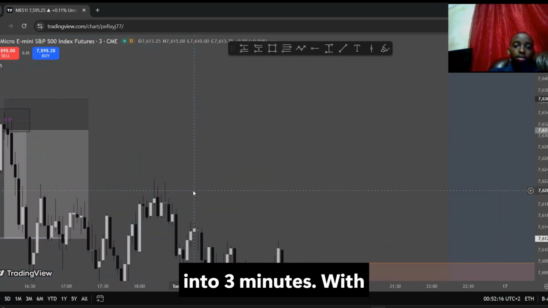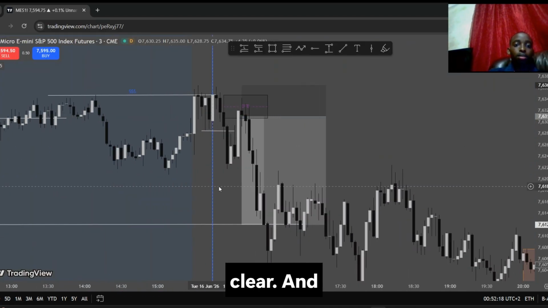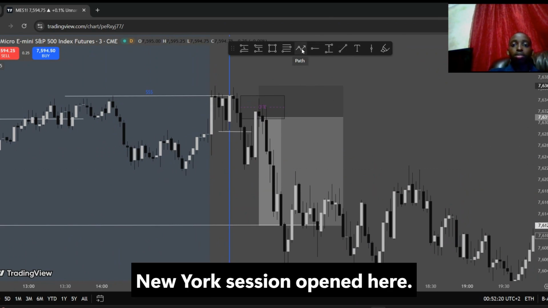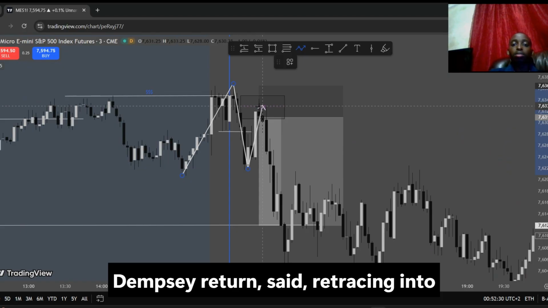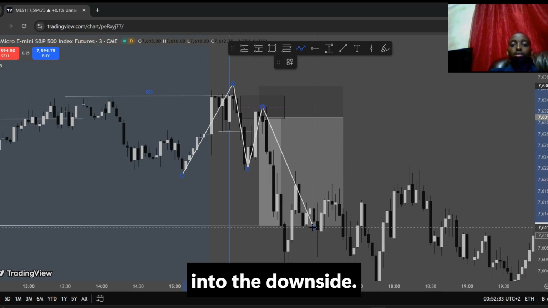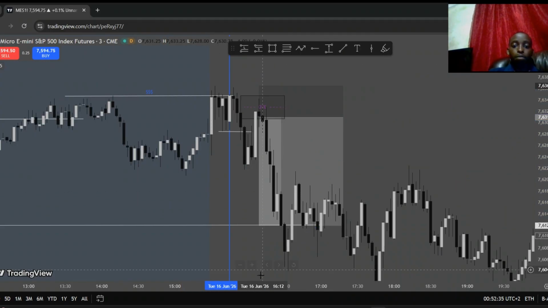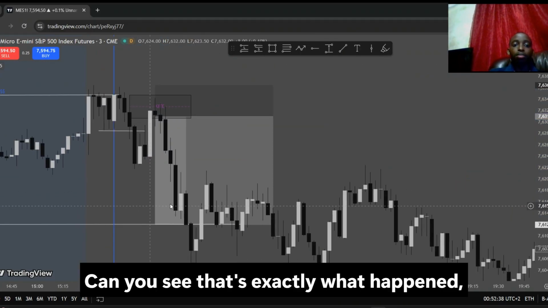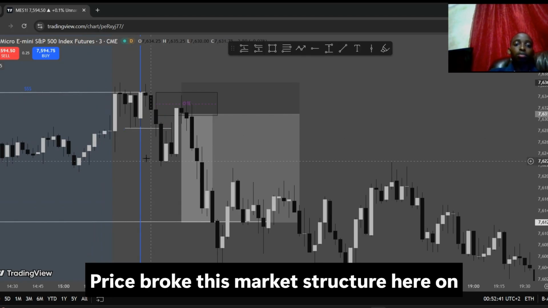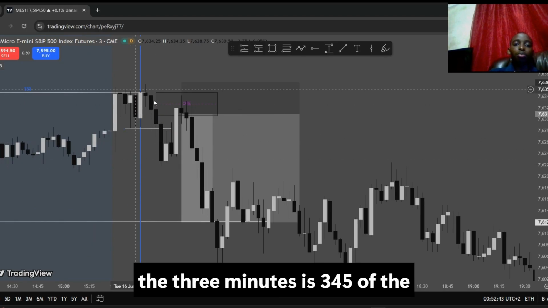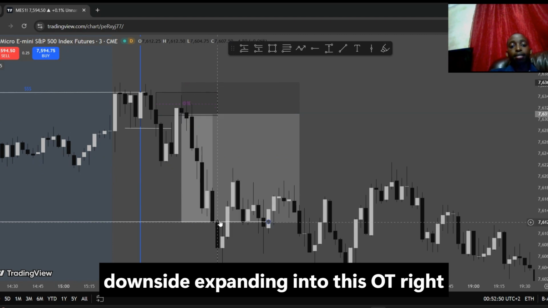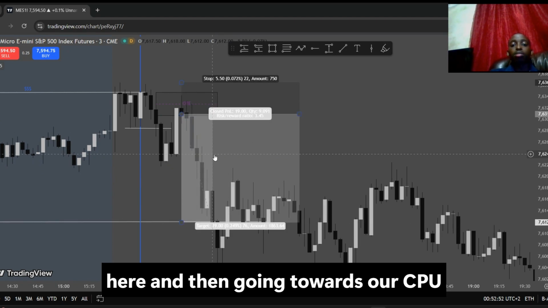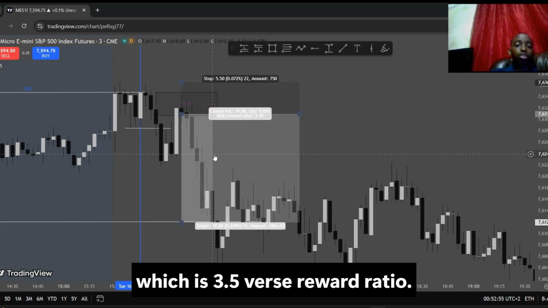Let's drop down to the 3 minutes where it's clear. The New York session opened here, expanded to the upside, sweeping these highs, dumped to the downside, retracing into this OTE, and then targeting the downside. You can see that's exactly what happened. Price broke this market structure here on the 3 minutes. This is 3:45 after price swept liquidity. Price then reacts to the downside, expanding into this OTE right here, and then going towards our TP, which is a 3.5 risk to reward ratio.